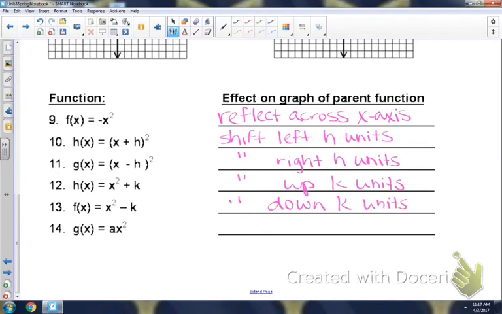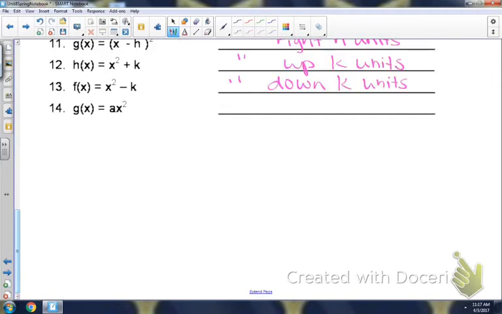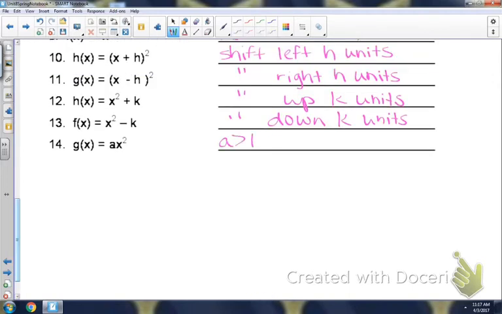Okay, if a changes, if a is not 1, if a is greater than 1, you have a stretch. If a is in between 0 and 1, you have a shrink. Okay, so those are things that you need to know on your transformations in order to graph your new function.